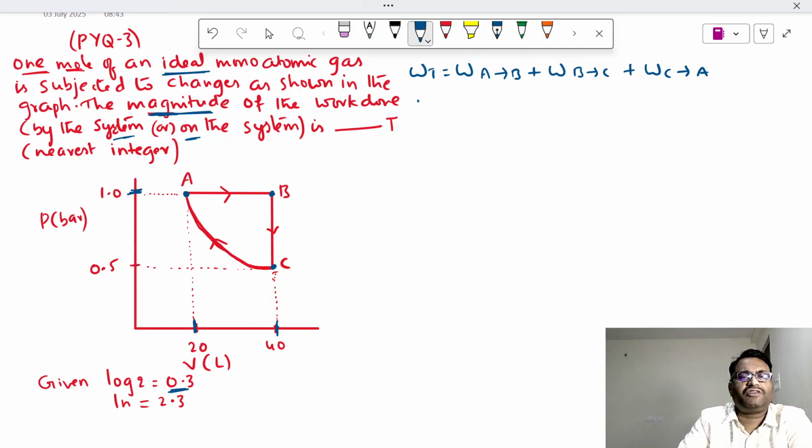So first of all, let us take A to B. If you see A to B, pressure is constant. So what is that process called? It is called an isobaric process. In an isobaric process, delta P is equal to 0.